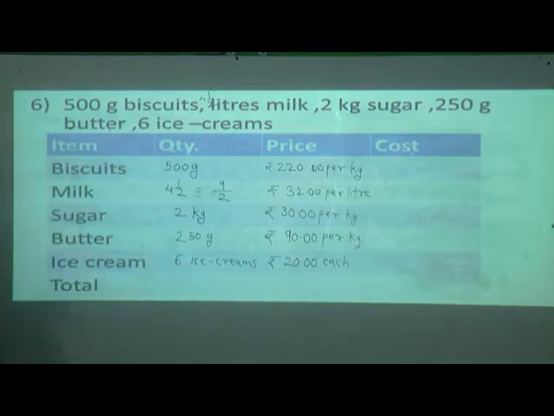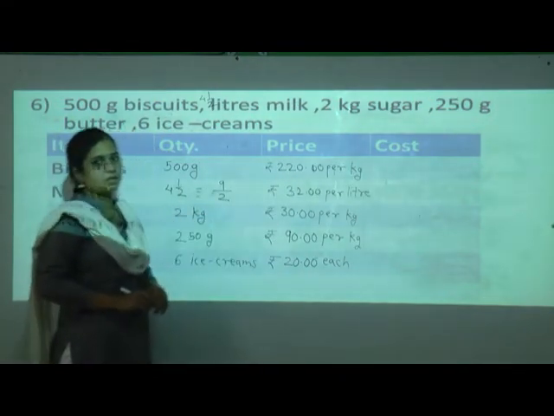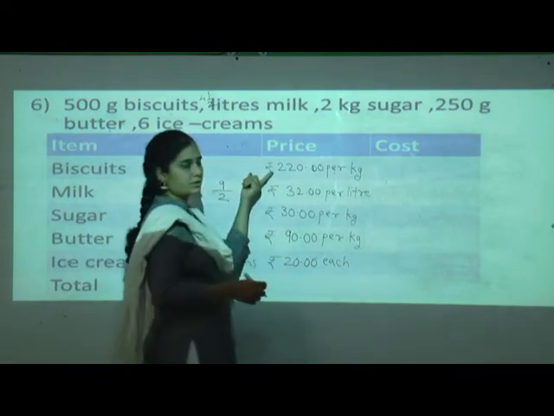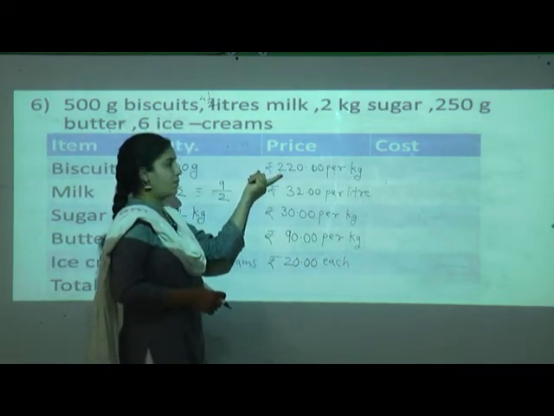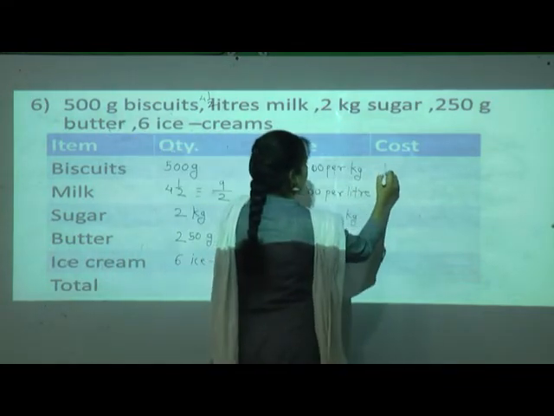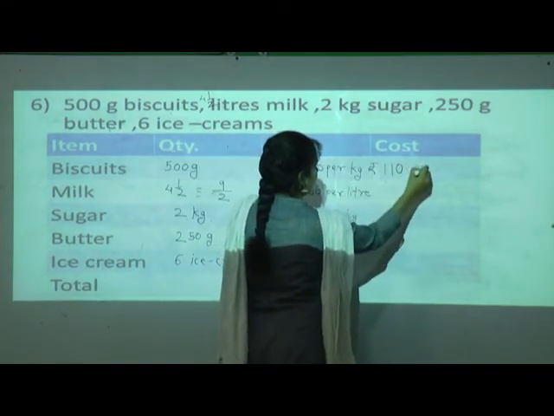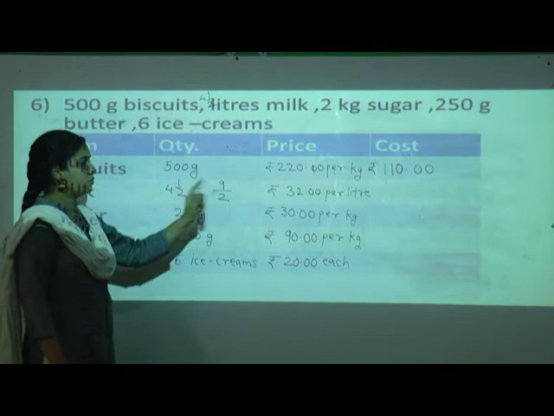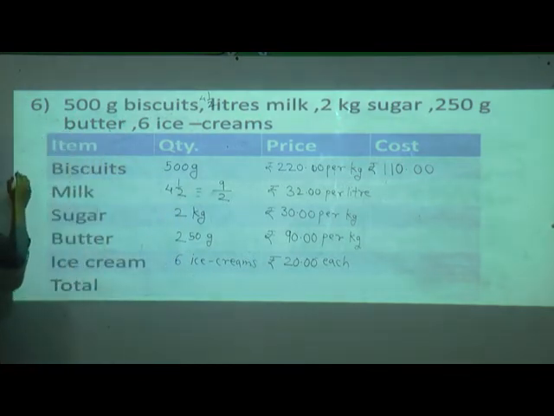Okay, so what we have to do now? We have to calculate all these items. Here rupees 220 per kg. That means, see students, rupees 220 per kg. So what you will do students? Just do half of these, because this rate is for a particular kg. So here half of 220 is 110 rupees, 110. Now milk, 9/2, but here the rate is 32 per liter.